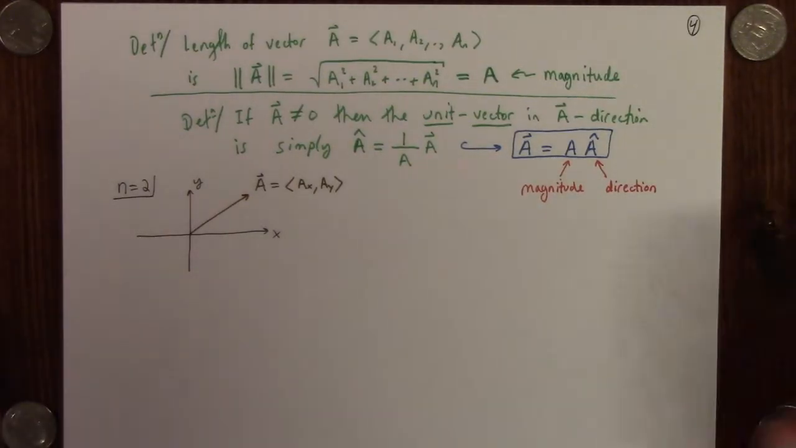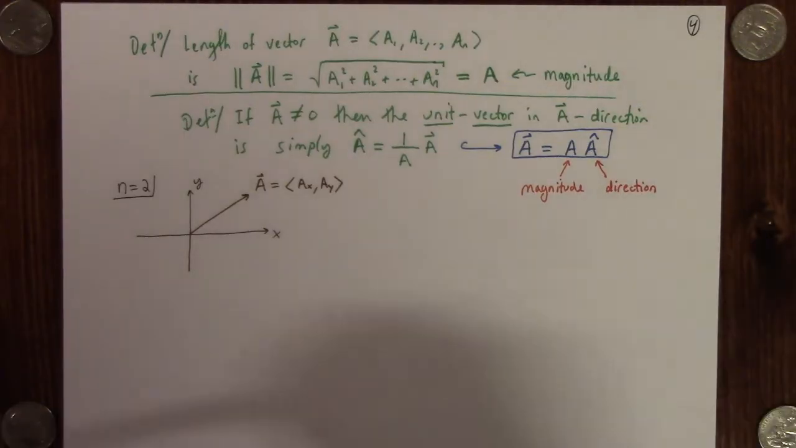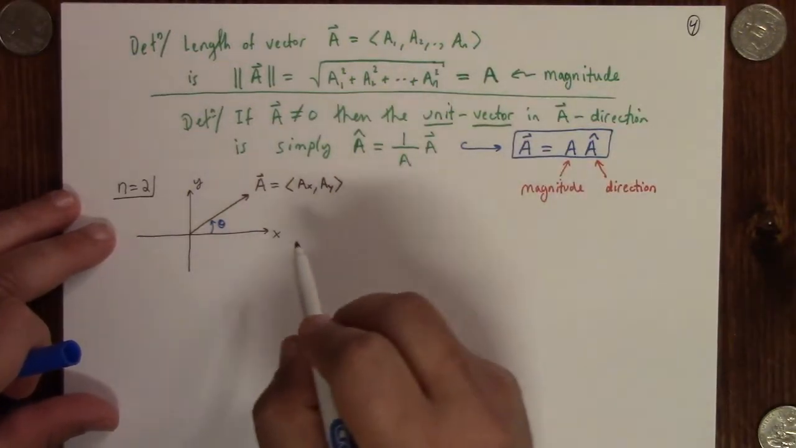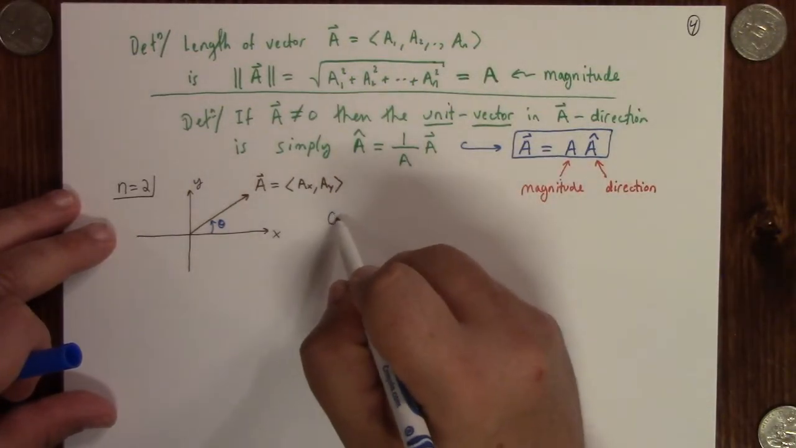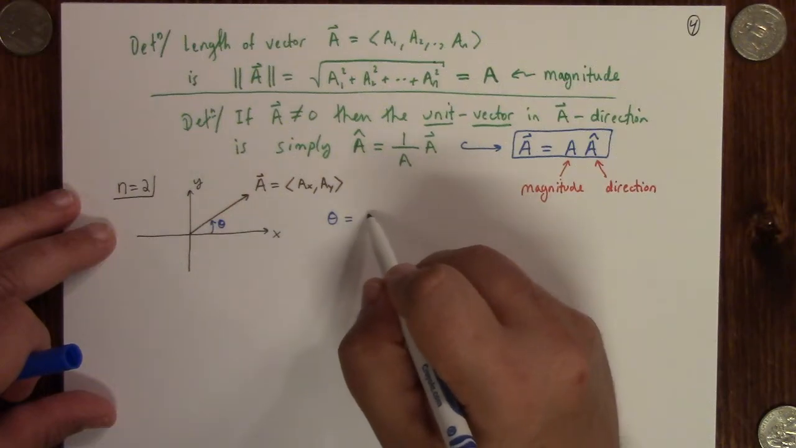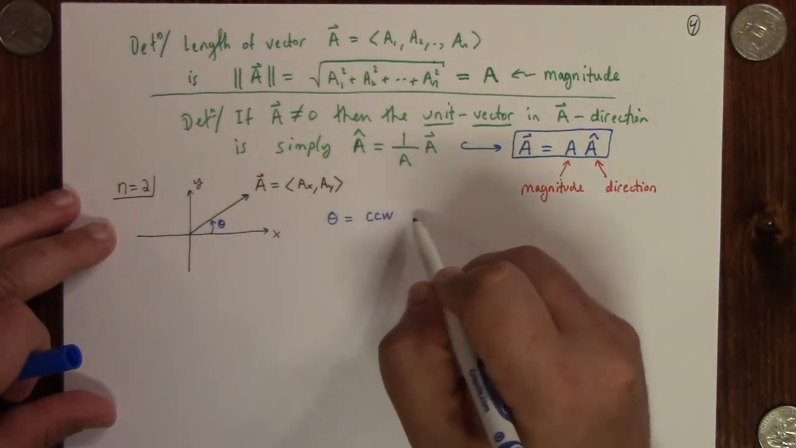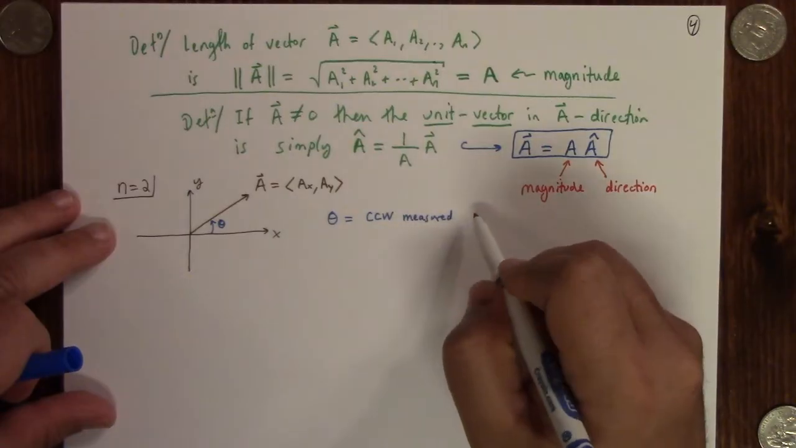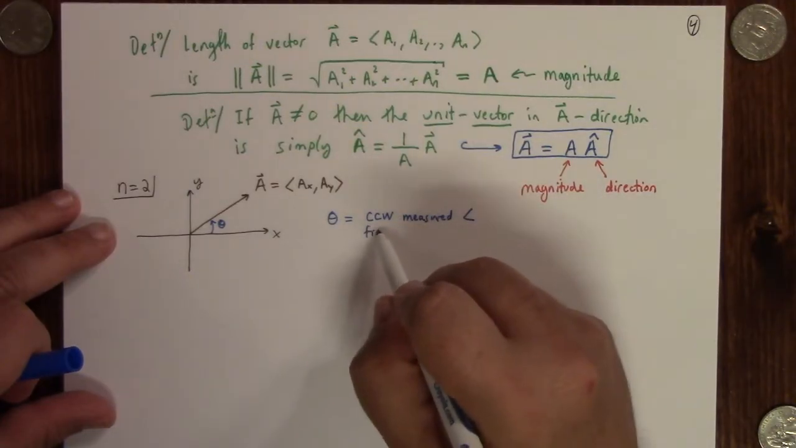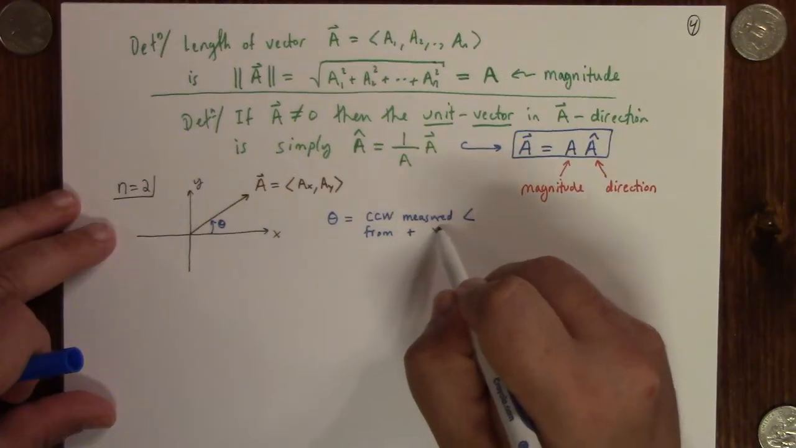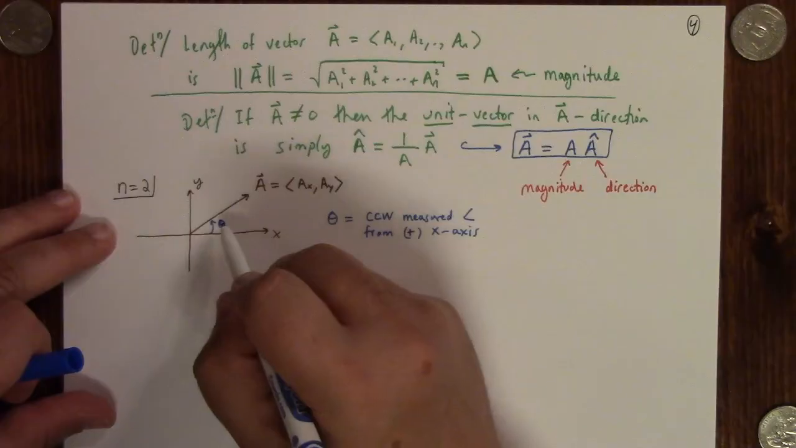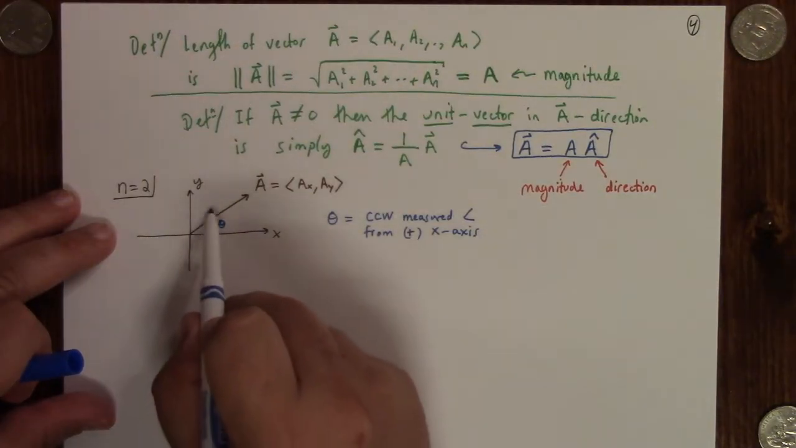The so-called standard angle is measured how? It's measured counterclockwise from the positive x-axis. So here, theta is the counterclockwise measured angle from the positive x-axis. Again, counterclockwise means like that.